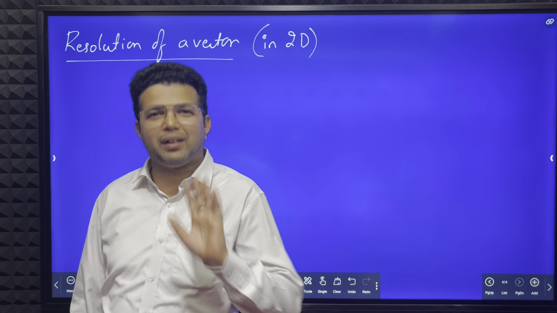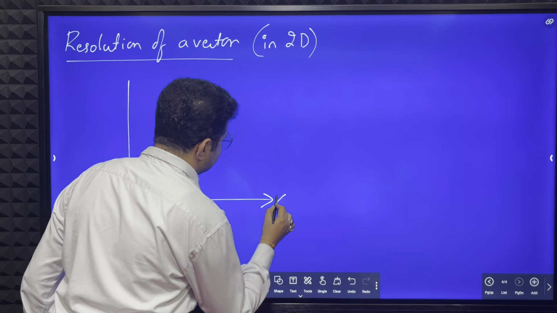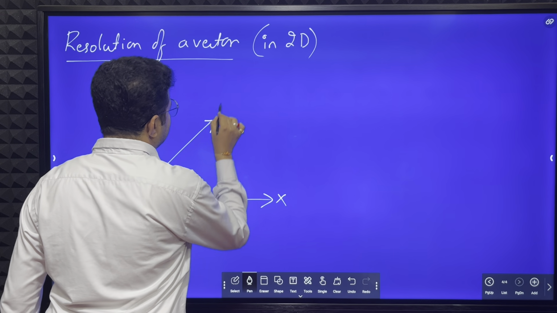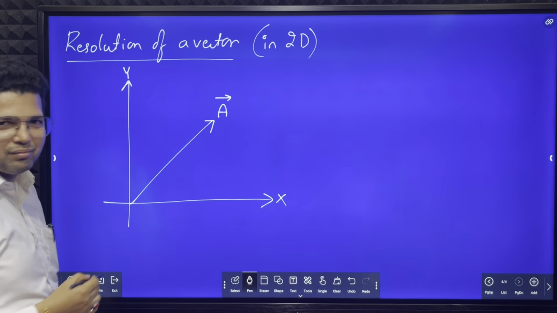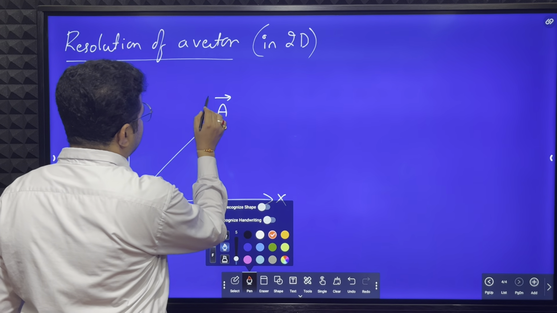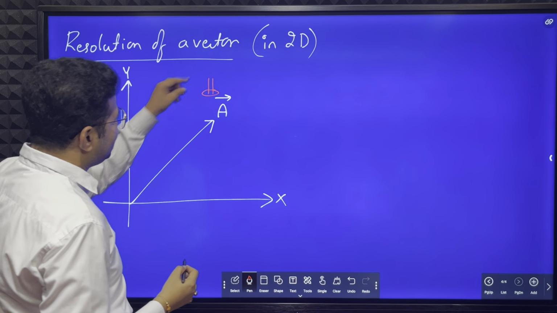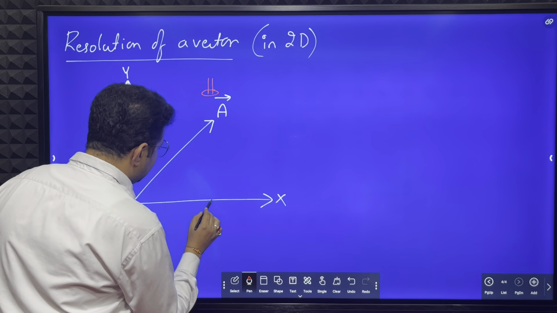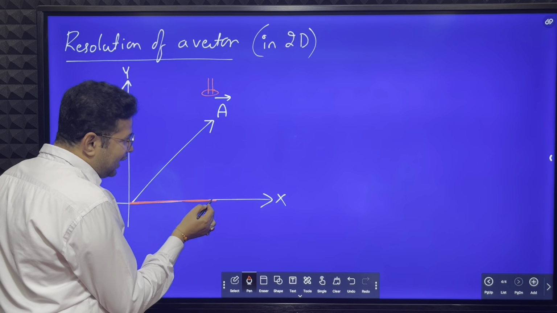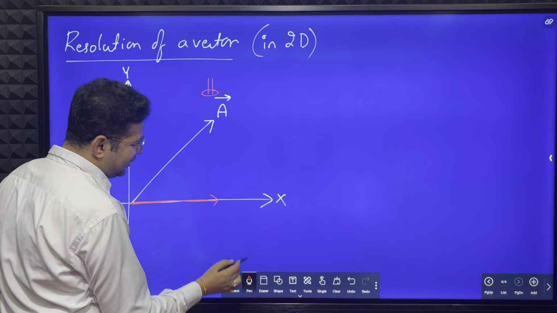Now we'll see how to resolve a vector. Say this is x-axis, this is y-axis, this is a vector A. Now let us suppose that you take a torch and you switch on the torch. Then what happens? There will be a shadow of this vector in this portion. So you call this the projection of vector A.